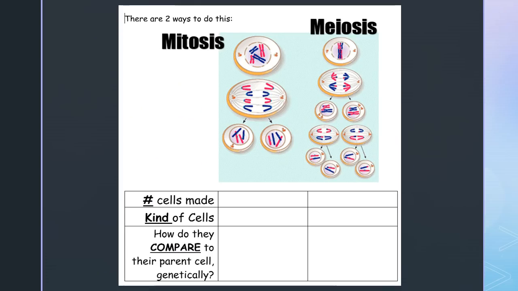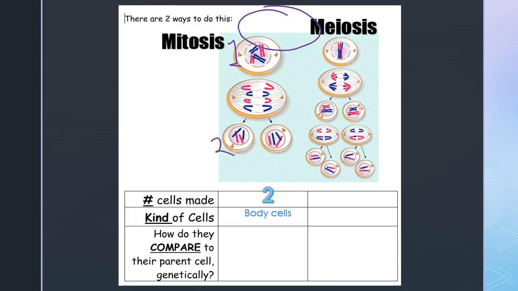So there's two ways to get new cells, two processes. The first one's called mitosis. If we look at what happens here, you basically start with one cell and you end up with two. So two cells are made, and the kind of cells that these become are body cells. So places in your body where you need to make new body cells, like skin, or when you're first developing in your mom's womb, all the different parts that are getting made are all body cells, right? Your heart, your bones, your stomach.